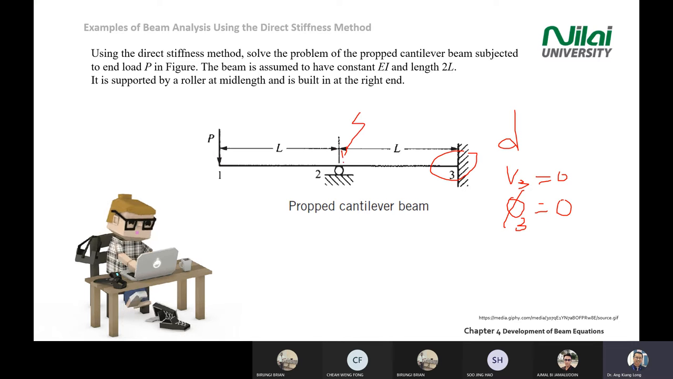Okay, the next question I'm going to ask Ashma. Ashma, can you tell me the displacement at point 2? What value that you confirm is 0? V2. Zero. Because it cannot move, but there is a value for rotation.